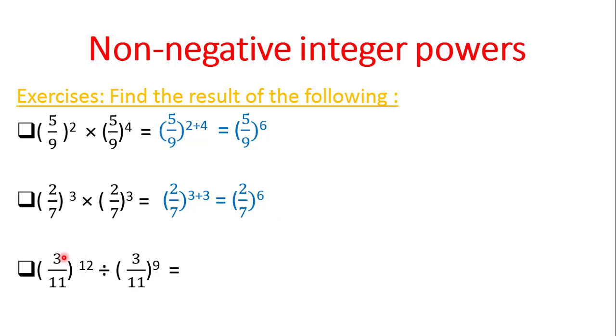The third one, I have 3 over 11 to the power 12, but in this case divided by 3 over 11 to the power 9. We said in division, the same base, then subtract powers. So I'll subtract the powers. 12 minus 9 is 3. So the result will be 3 over 11 to the power 3. And if there is any simplification, you should simplify.